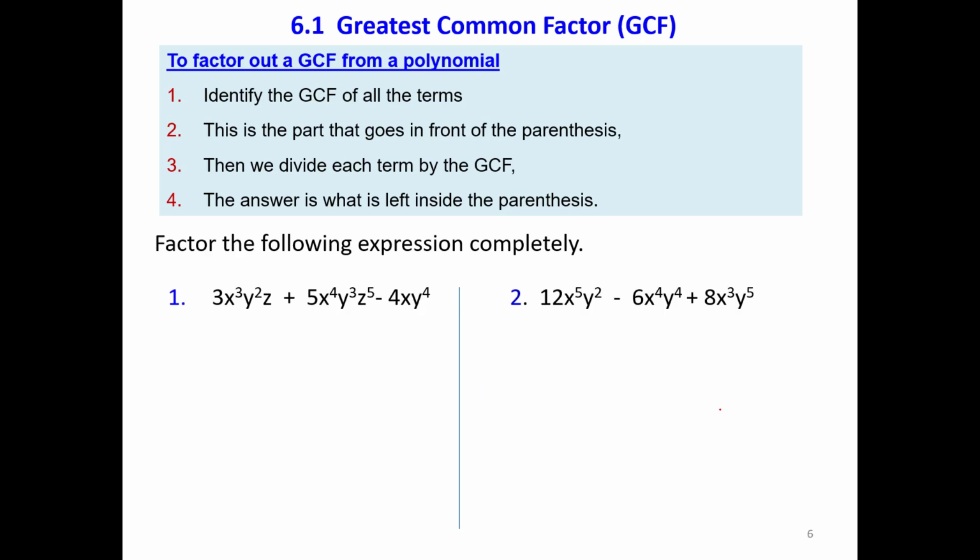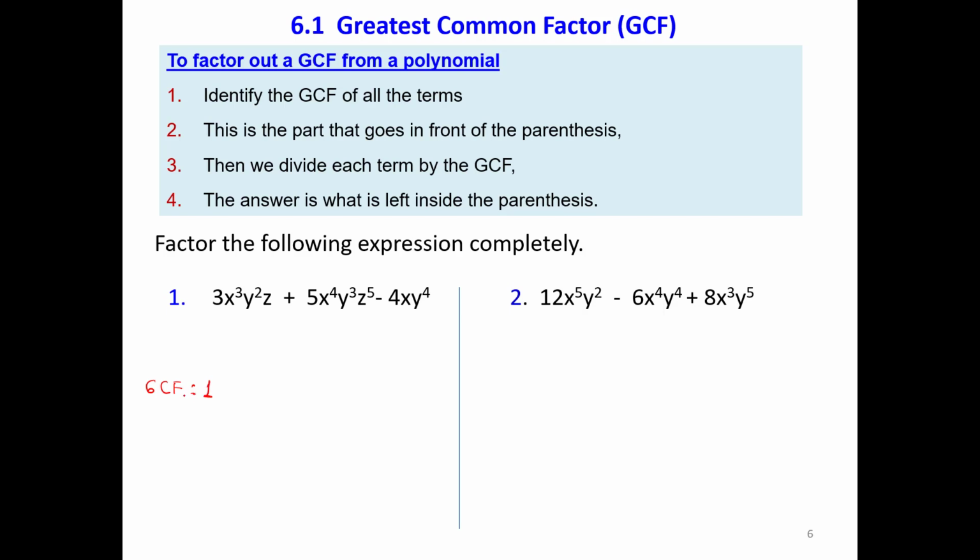Then let's try the next two problems. We will do the same. First we need to find the greatest common factor for the numbers. We had 3, 5, 4. In this case the greatest common factor is 1. There is no larger number. These are prime numbers. Then the greatest common factor is 1 for the numbers, and we can write here the greatest common factor for the numbers is 1.